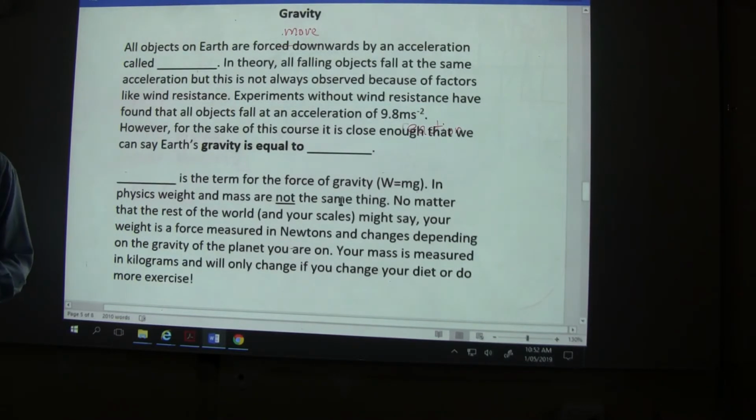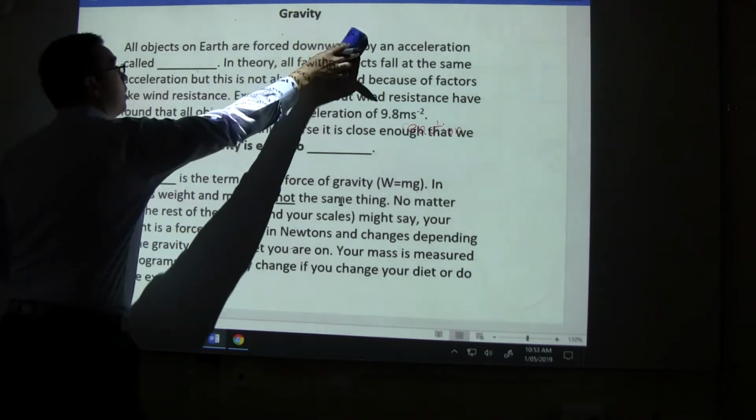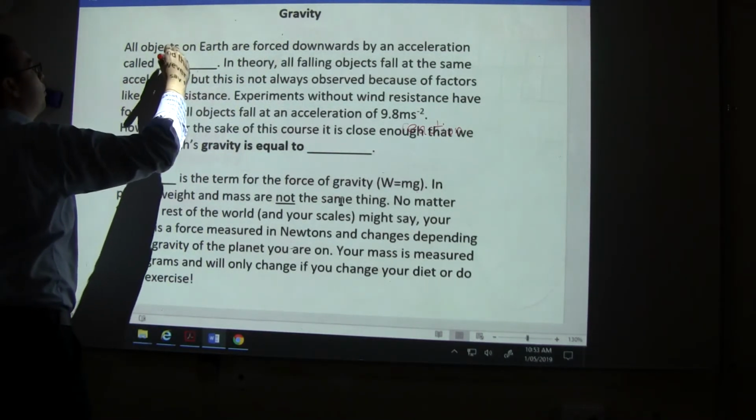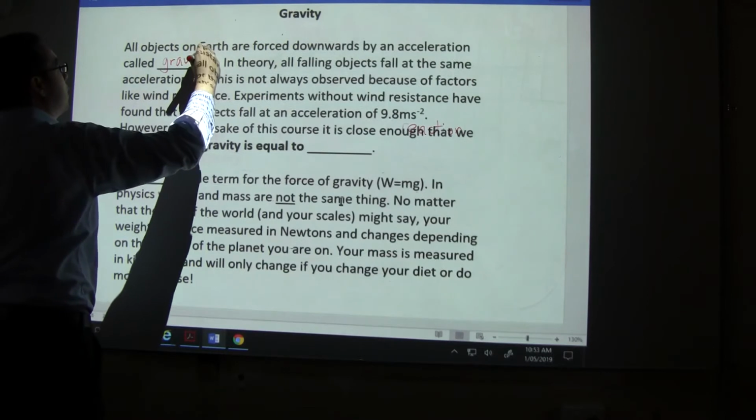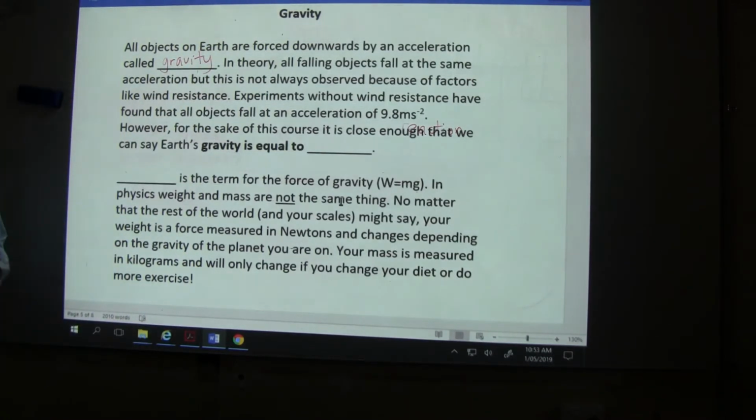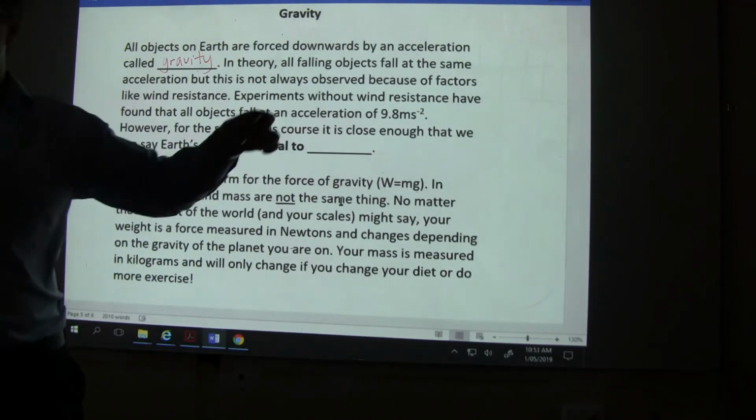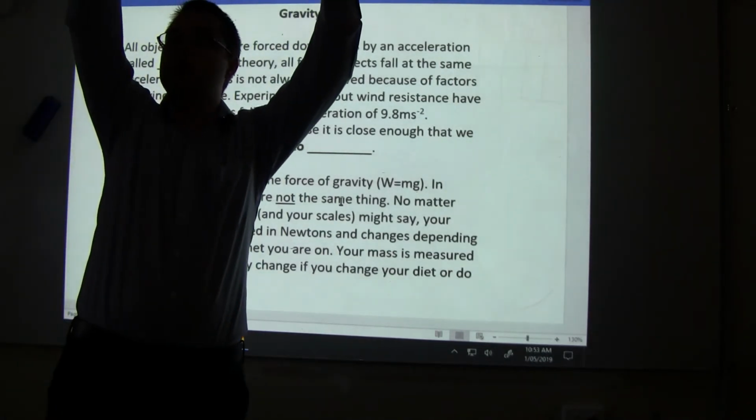Gravity. All objects on Earth are forced downwards by an acceleration called gravity. Okay. In theory, all objects fall at the same acceleration. But this isn't always observed. So if I drop this tissue and this pen, do you think they'll fall at the same rate?